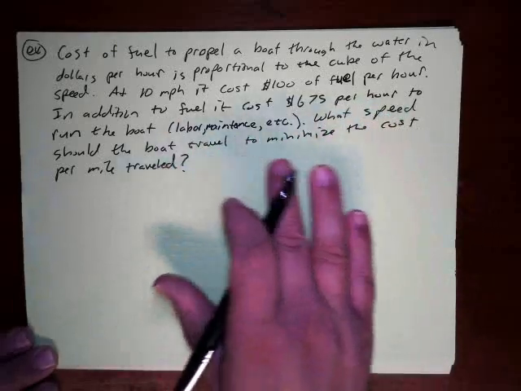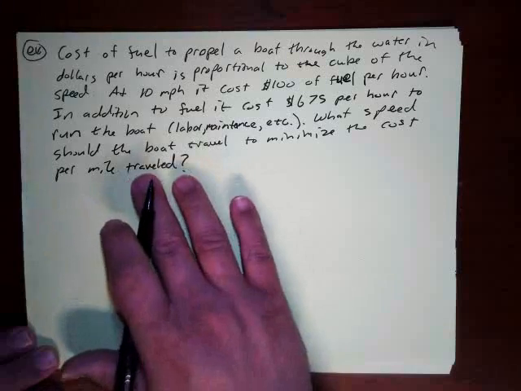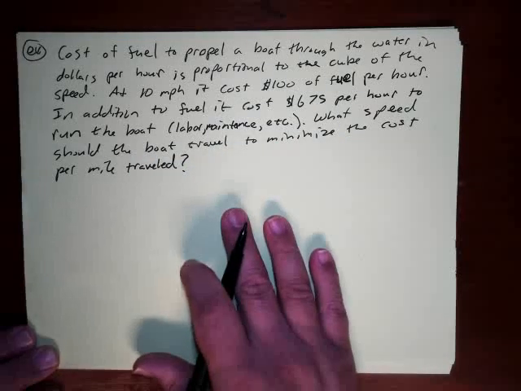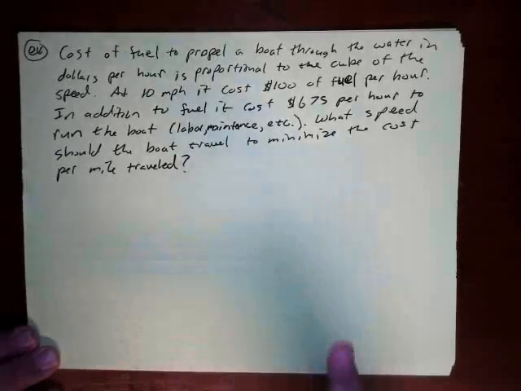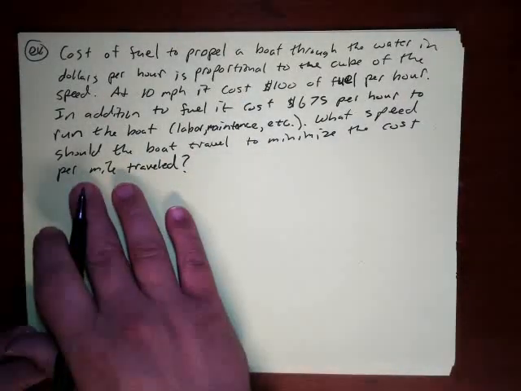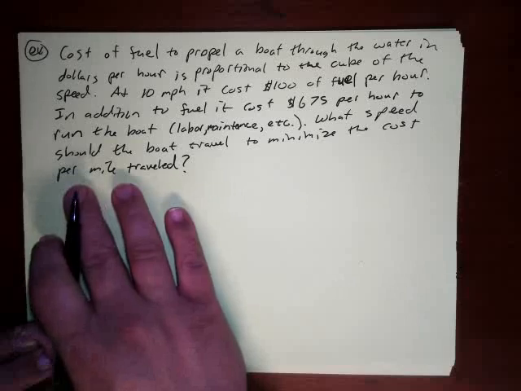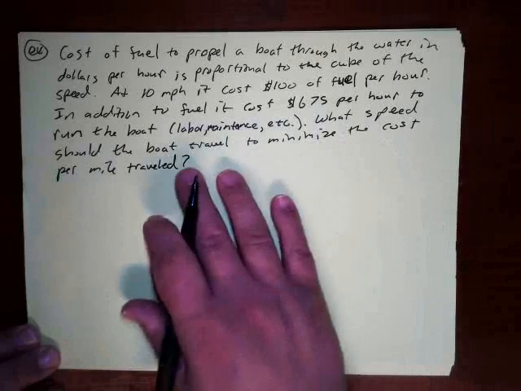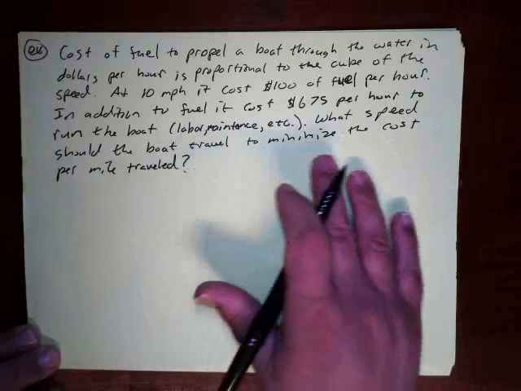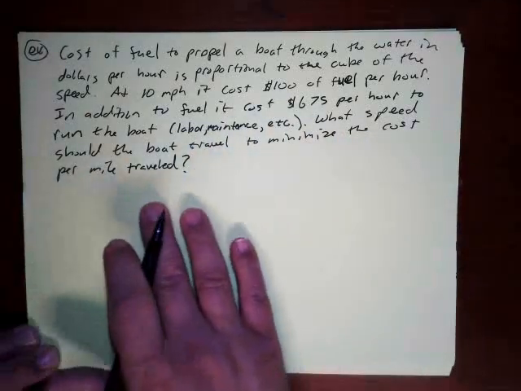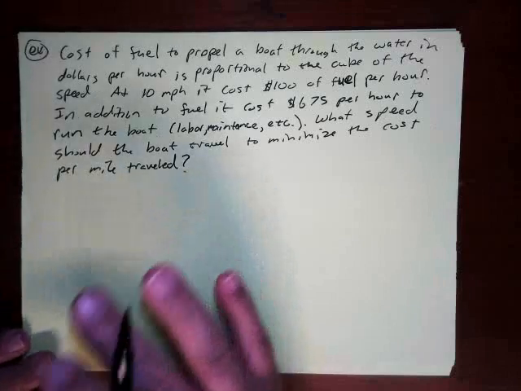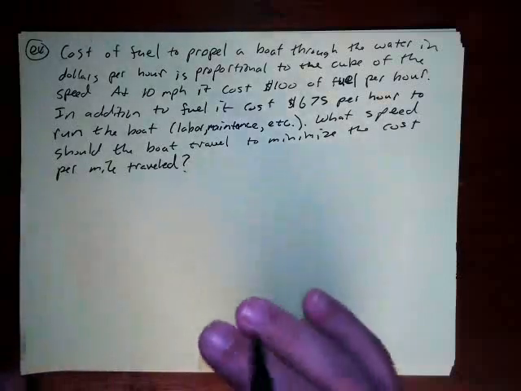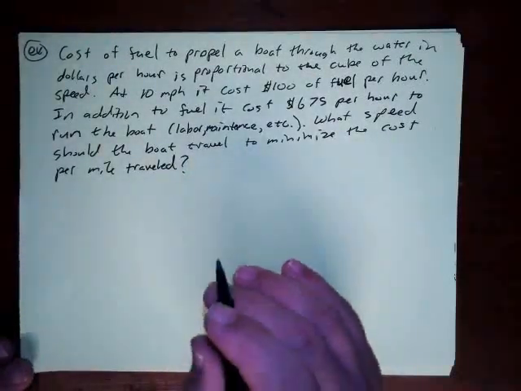And so what it wants to know here is what speed should the boat travel to minimize the cost of running the boat in dollars per mile. So that's key here. What speed should the boat travel to minimize the cost per mile traveled? So our final equation that we're going to minimize has to be cost per mile. Okay, so let's start here.